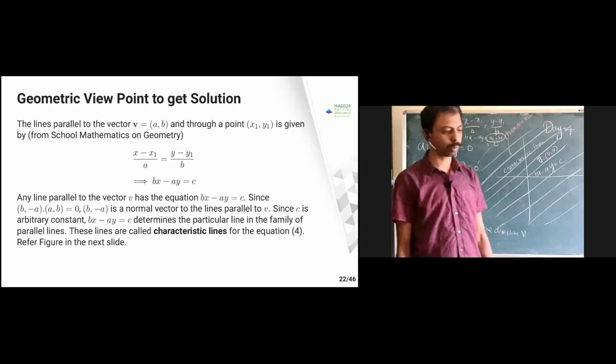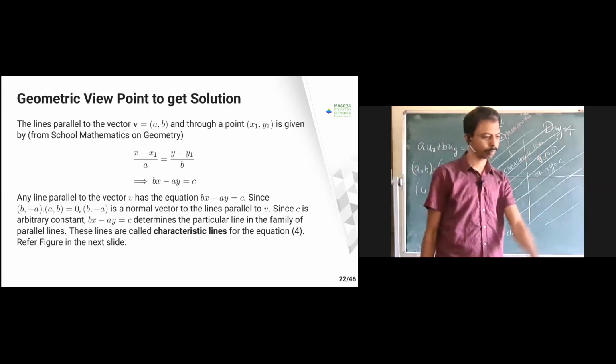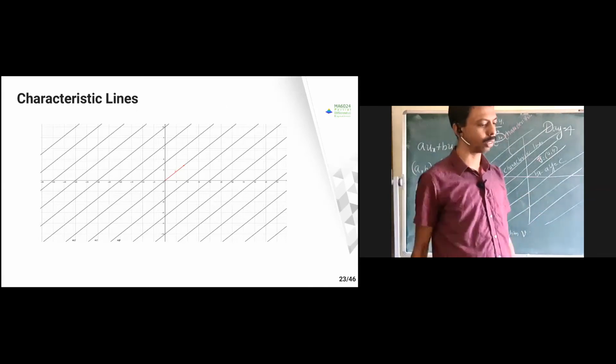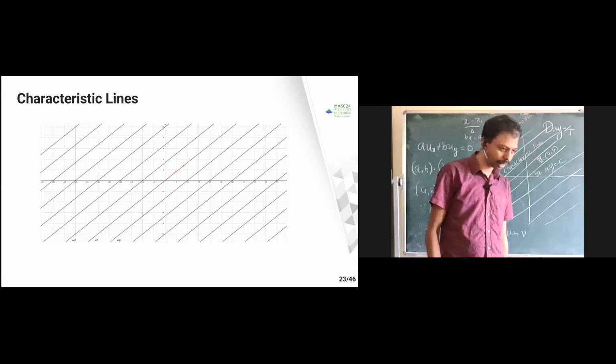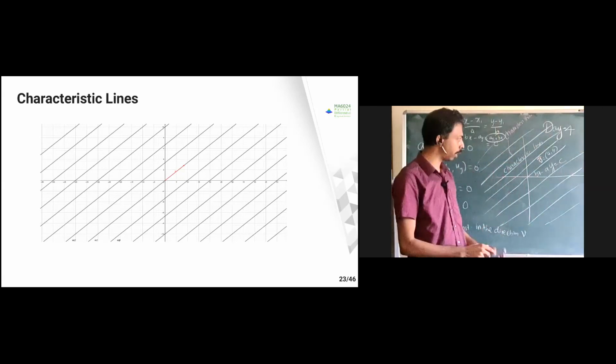Any doubt on this one? No, sir. Okay. So these are the characteristic lines you can see. I don't know whether that yellow red color is visible to you. That is a vector.